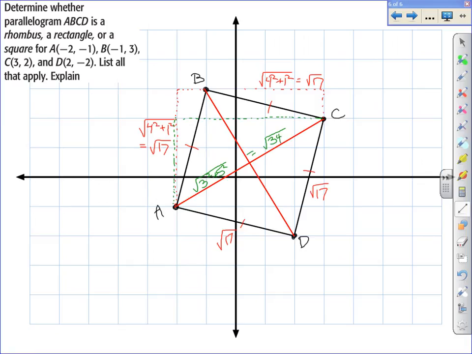Check from B to D. If I count from B to D, 1, 2, 3, 4, vertical distance of 5, horizontal distance of 3. It's the same numbers that I had in the last one. So this is going to come out as the square root of 34. That establishes that I have 90-degree angles on the corners. So this is indeed a square. It has congruent sides and all congruent 90-degree angles.